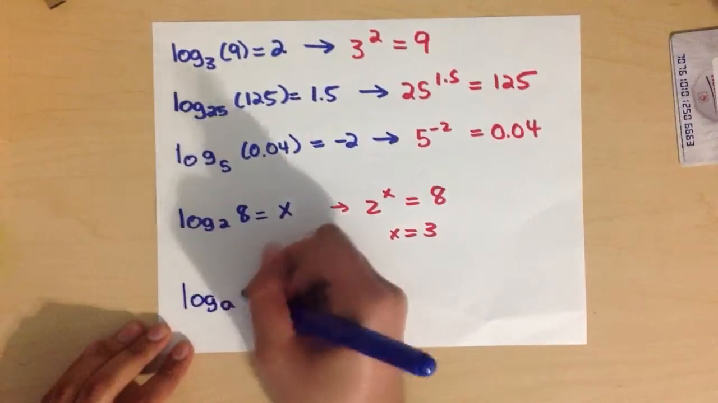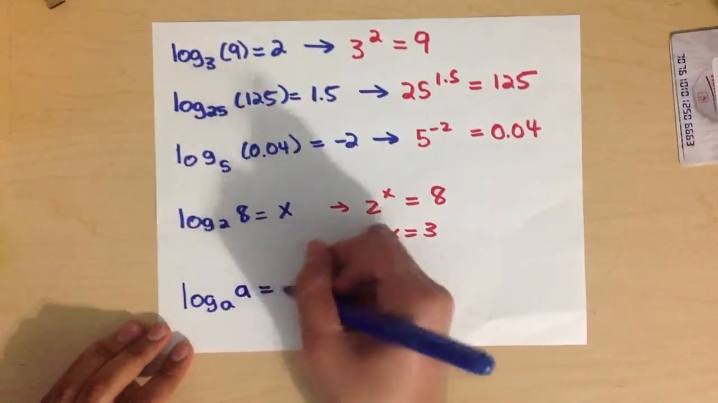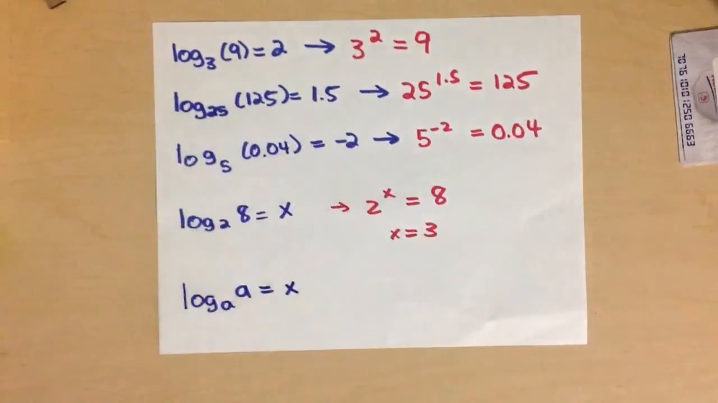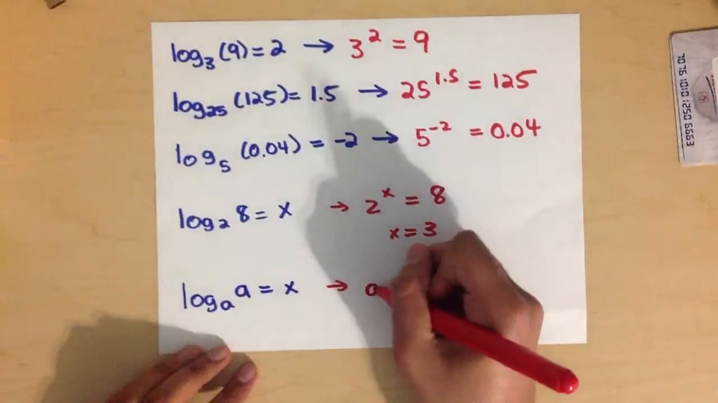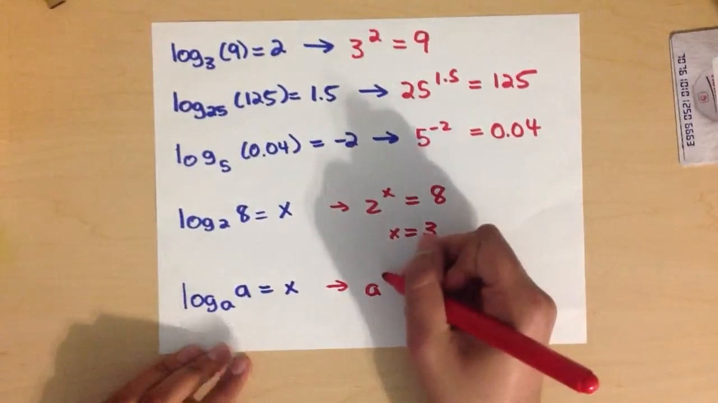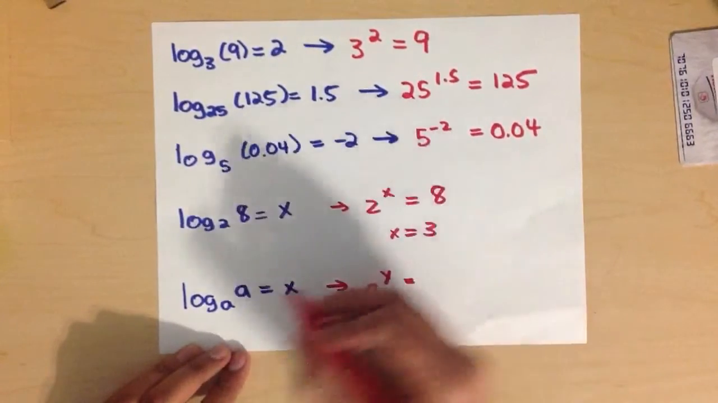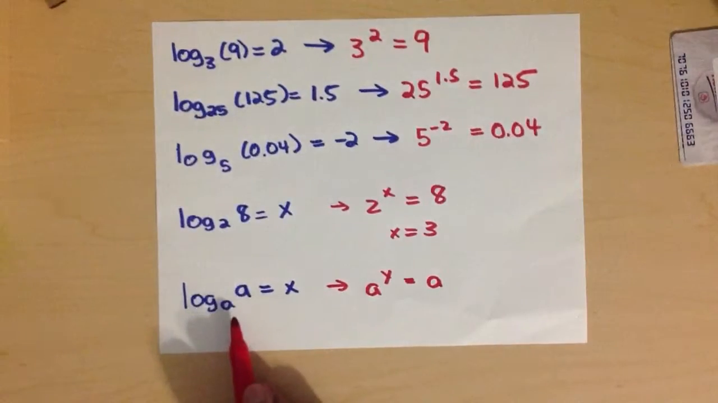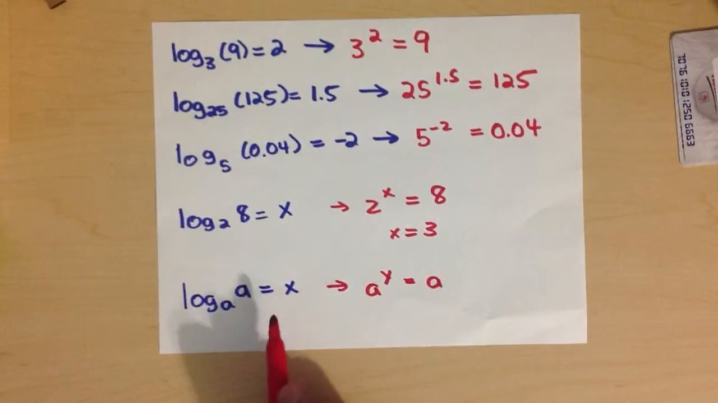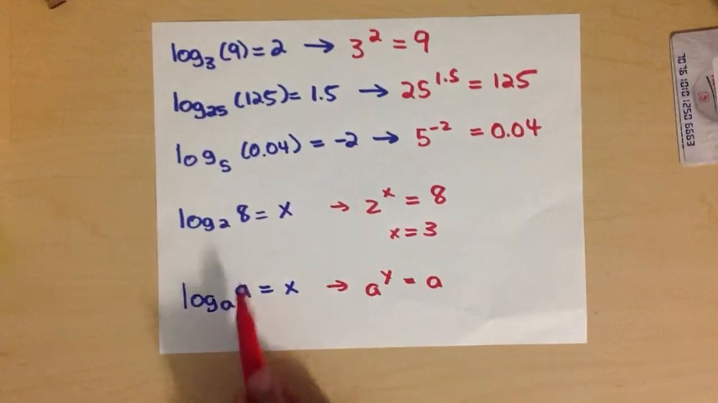Alright, so here's another kind of self-explanatory one. Log base a of a is going to be equal to x. So what might this be? We can convert this into exponential form again, and that's going to be a to what power, let's say some power y, is going to be equal to a. So that's basically saying a to what power is going to get you a. That's basically what it's saying.